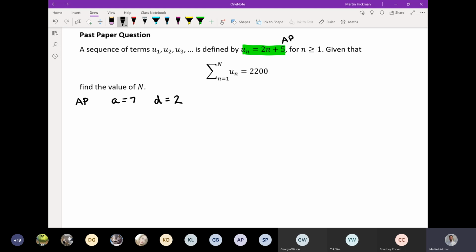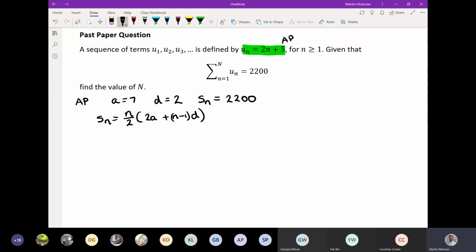But again, just do u1, u2, u3 if in doubt to find your first term and your common difference. And you know the sum of these terms, so Sn is going to be 2,200, because you've got the sigma there. If you're adding up all these terms and it comes to 2,200, that must be your sum. So I'll write out the formula we are using here. We're using the summation formula in this version. We're using a plus l a lot today, but we're going to use this version instead because we don't know what the last term is.